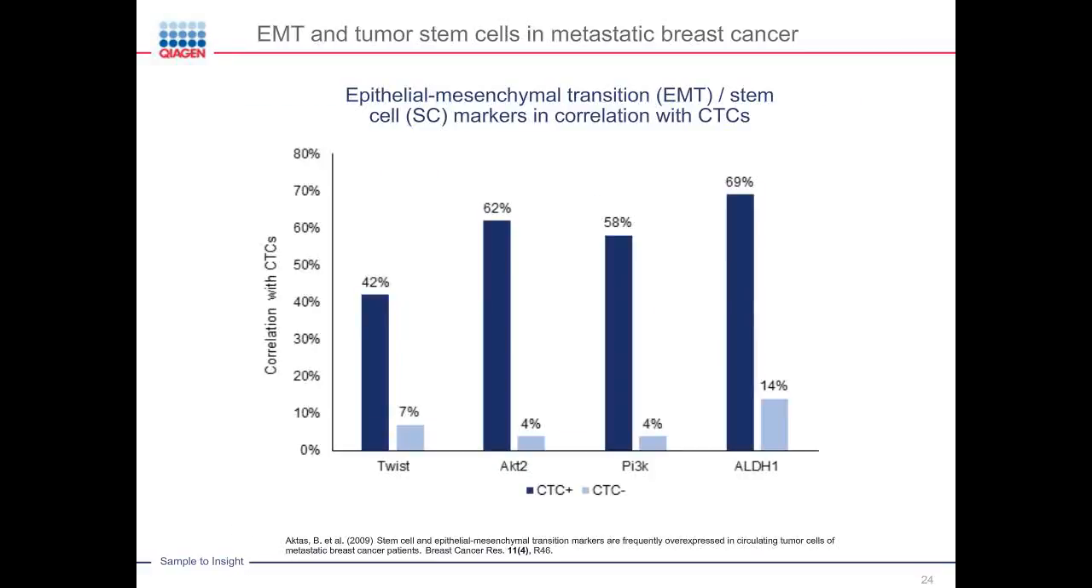And if we then look for EMT and tumor stemness related markers, we see indeed we have been right. And these are results with AdnaWash prepared cells, because without that it's not possible to address these genes like Twist, AKT2 and PI3K, which are known EMT markers in breast cancer, or the ALDH1, which is a stem cell marker in breast cancer and many others.